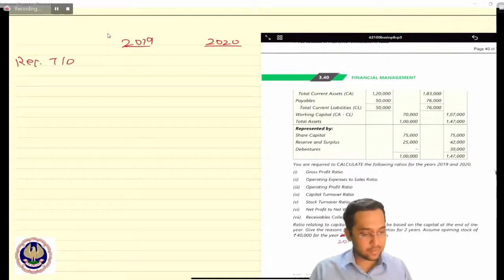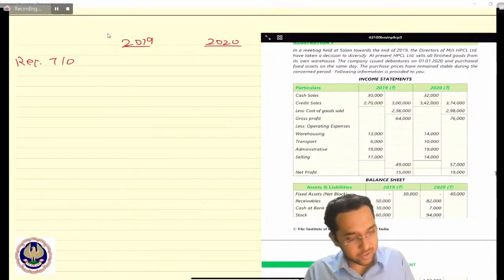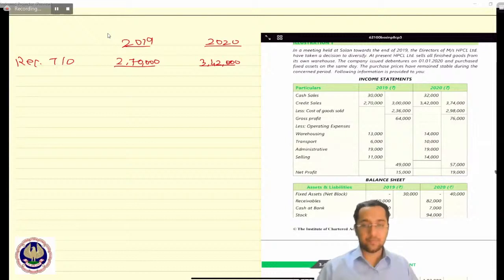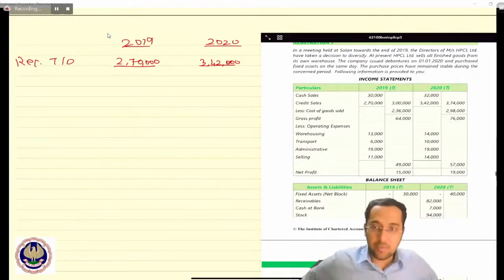Receivables turnover is going to be simply the credit sales component only. The receivables turnover is 2,70,000, and in the other case 3,42,000, divided by receivables turnover.